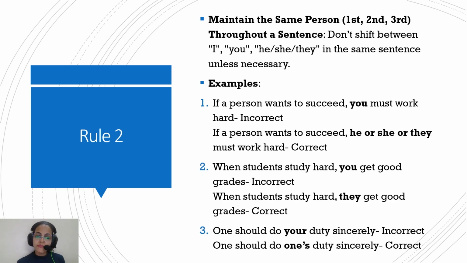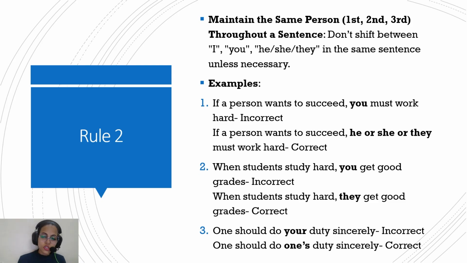Now, maintain the same person, that is first, second or third, throughout the sentence. Don't shift between I, you, he, she, they in the same sentence unless necessary. So the whole lecture is about just keeping it simple, keeping it consistent. Let's look at the example. If a person wants to succeed, you must work hard. Like what? All of a sudden the story changed, the feelings changed.